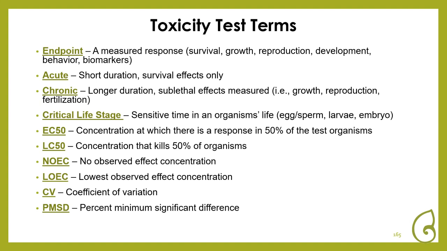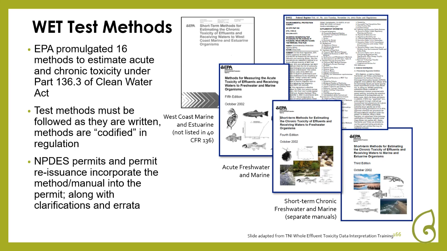CV is the coefficient of variation. This is a standard statistical measurement of the relative variation of a distribution of a data set. And it's typically the standard deviation divided by the mean. We're going to talk more about this later. And then finally, PMSD is percent minimum significant difference. And so this is the smallest percentage decrease in an endpoint, so growth, reproduction, survival, from the control that could be determined to be statistically significant.